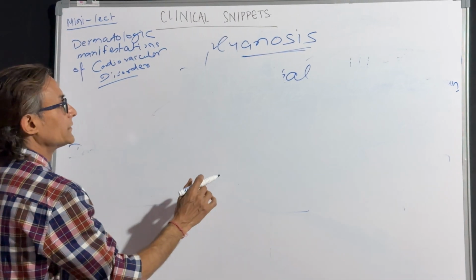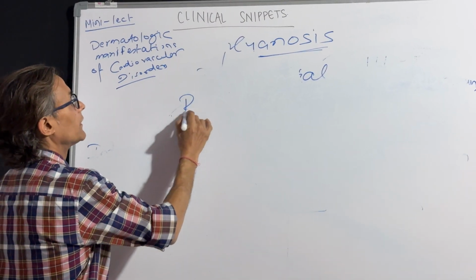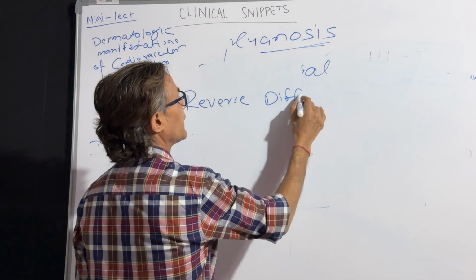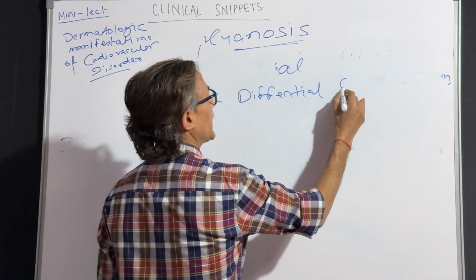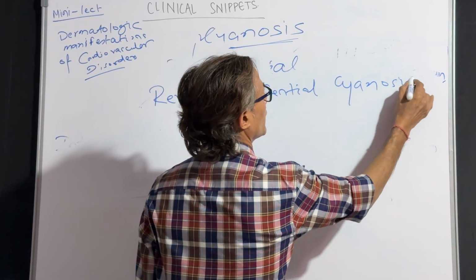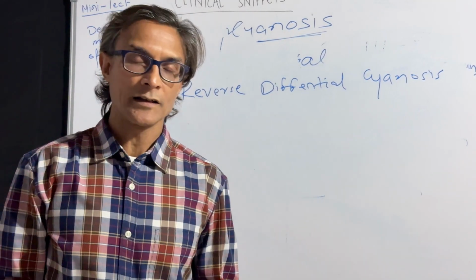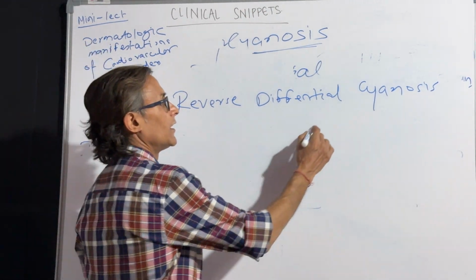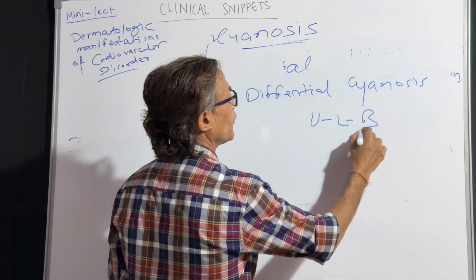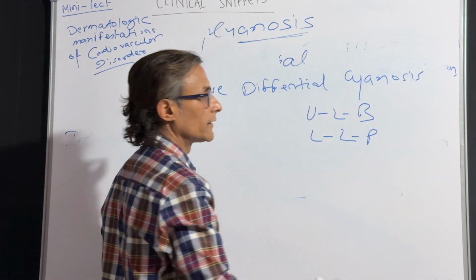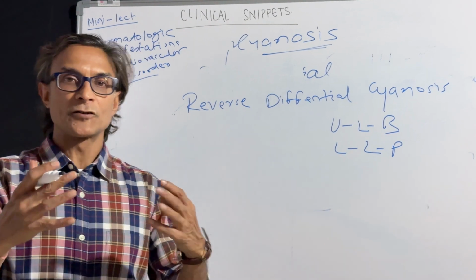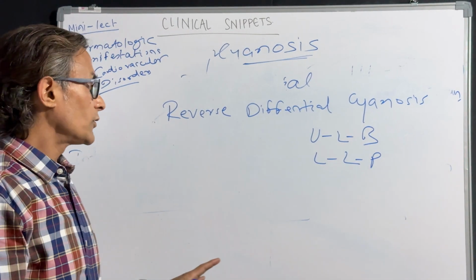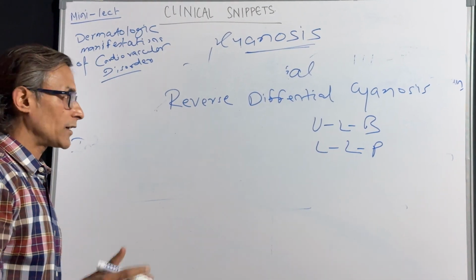Now second is reverse differential cyanosis. So differential cyanosis was lower limb blue, upper limb pink. In reverse differential cyanosis, upper limb blue, lower limb pink. So when the upper limb is cyanotic and there is no cyanosis in the lower limb, in these scenarios, what are the things we should think of?